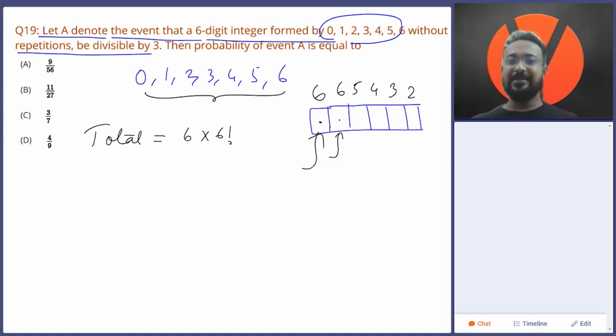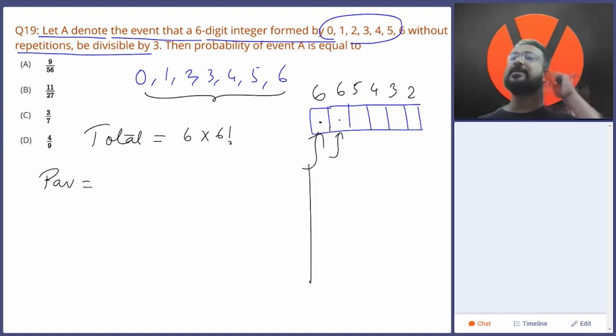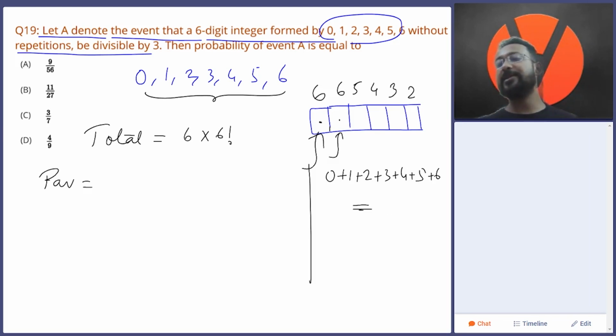But the favorable case is interesting. They are saying the number should be divisible by 3. Whenever this case comes, always see 0, 1, 2, 3, 4, 5, 6. If you add all the digits, what are you getting? I think you're getting 21. Please check, from 0 to 6. It means the sum of all the digits is anyway 21. So out of those 7, I am putting 6 in those boxes for 6-digit integers. It means 1 is left out from those 7.